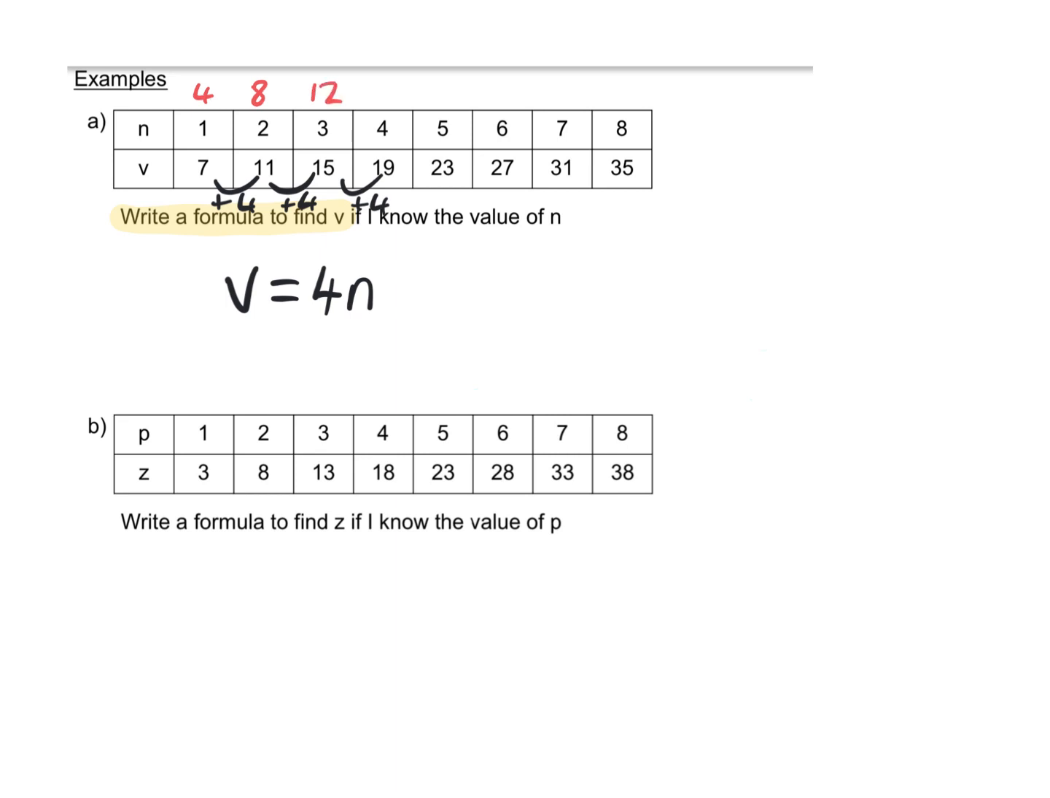It's telling me that v is equal to 4 times n, but this is 4 times n up here, and this is the values of v down here. That obviously doesn't match up. So how do I make it match up?